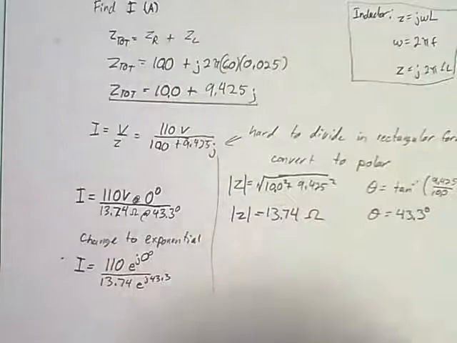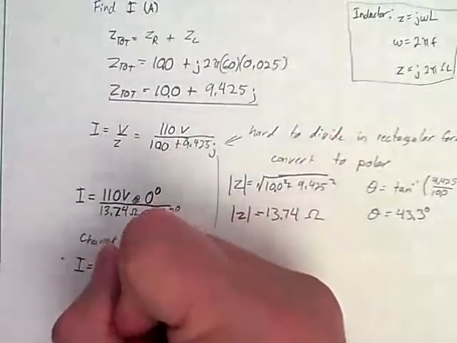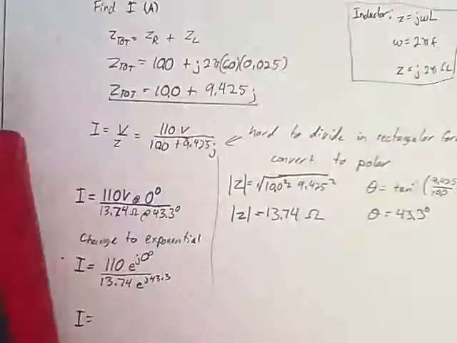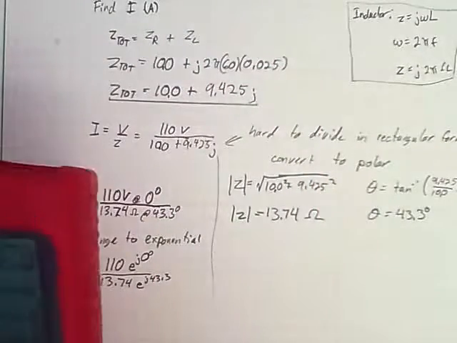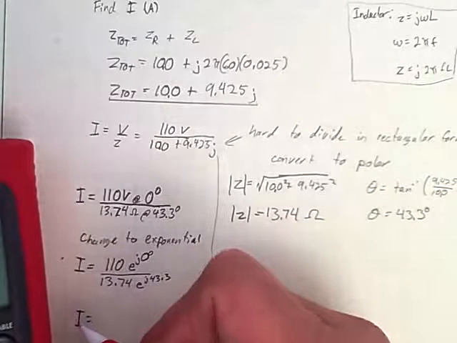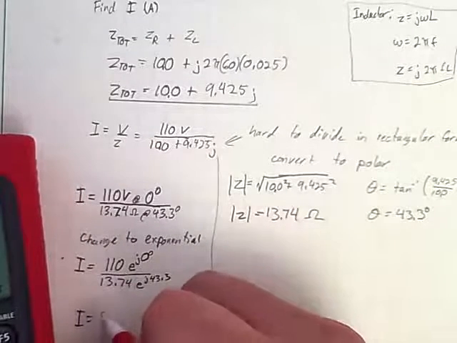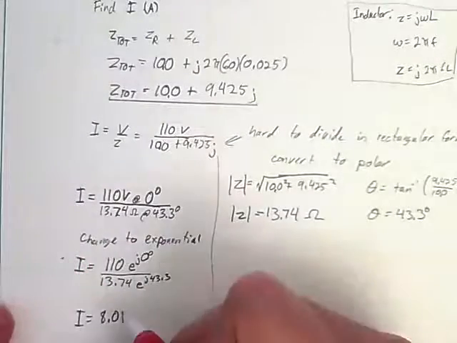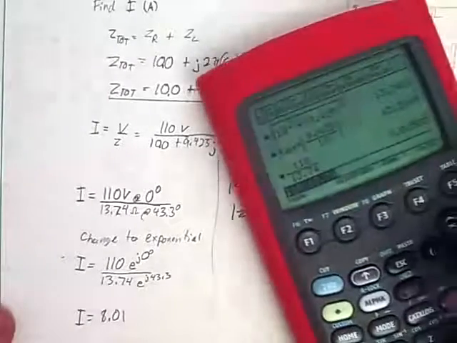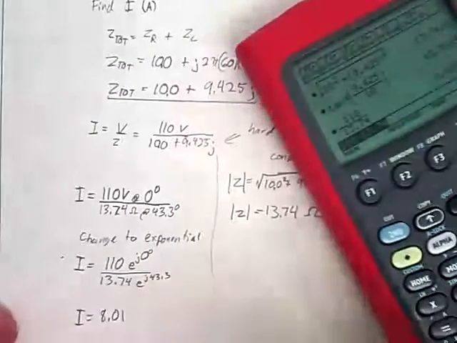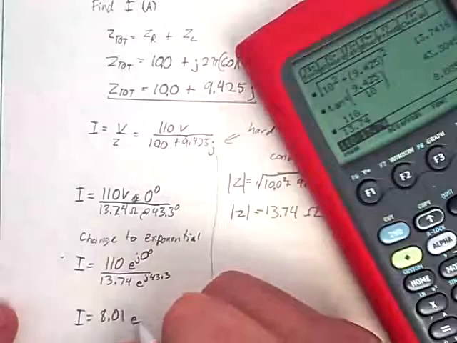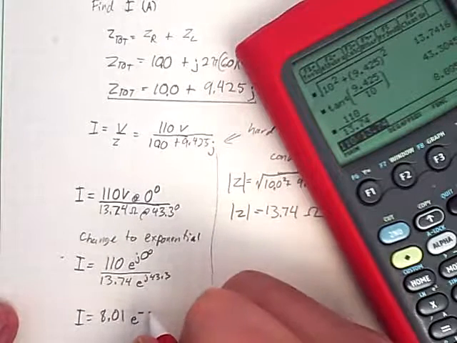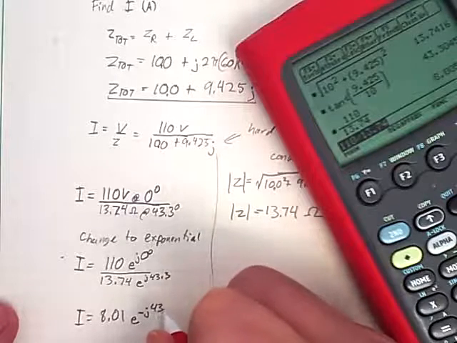Now it makes perfect sense how we do that division, because we've done division with exponents before. We can just divide the coefficients up front. 110 divided by 13.74 comes out to be 8.01. Almost perfectly 8. We just round it up. And then this is e to the 0 minus the 43.3, so it's negative j 43.3 degrees.